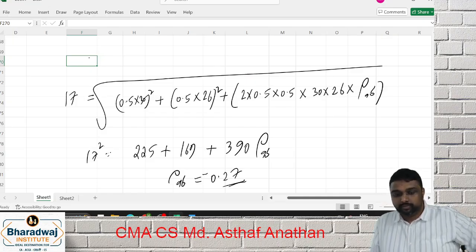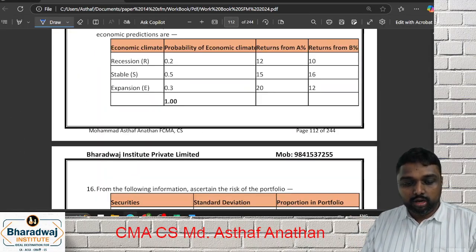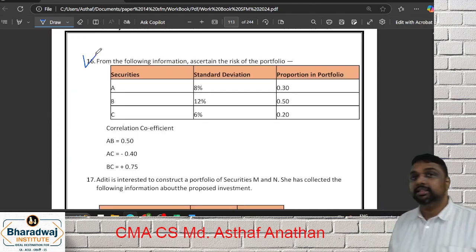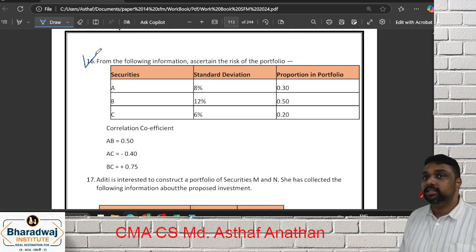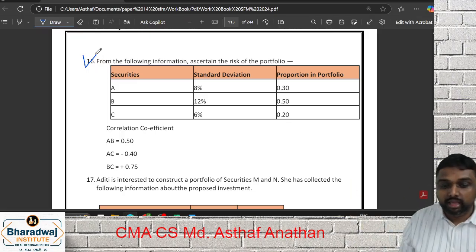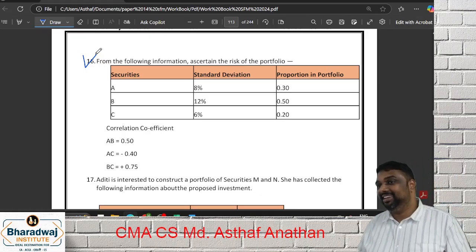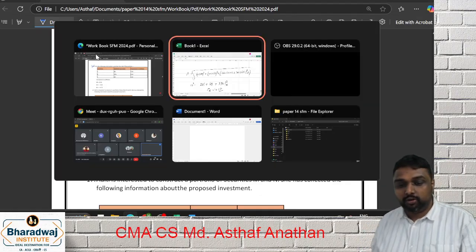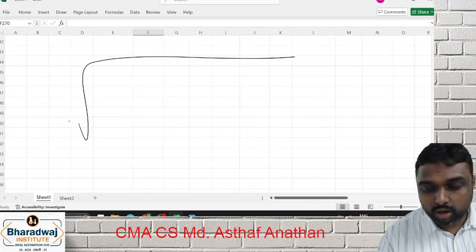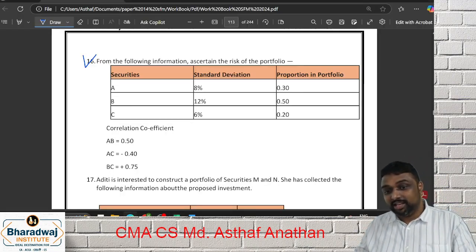Shall I proceed now? Good, thank you. Now I will go for question number 16. I think I have given question number 16 as homework for some batch. What is the difference in question number 16? You have three securities, and they are asking what is the risk. So you have to approach the three security formula: root of, with three securities A, B, C.